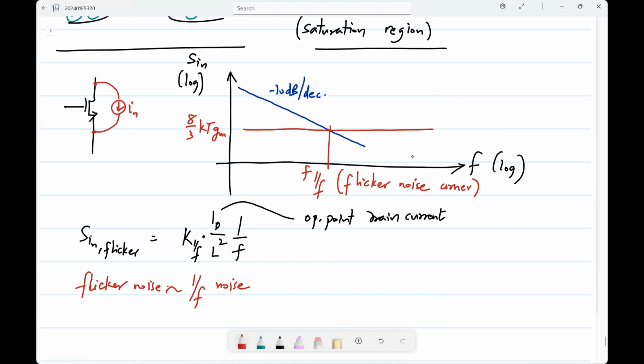So there will always be some lower frequency limit for integration in practice. For instance, if you're considering audio circuits, you don't care about noise below, let's say, 20 hertz. So you will integrate from there to whatever the upper frequency you want, and in that case you will get a finite integral. So we'll work with the simplified model, but yes, it's true that there are theoretical difficulties with this 1/f type model. Okay.